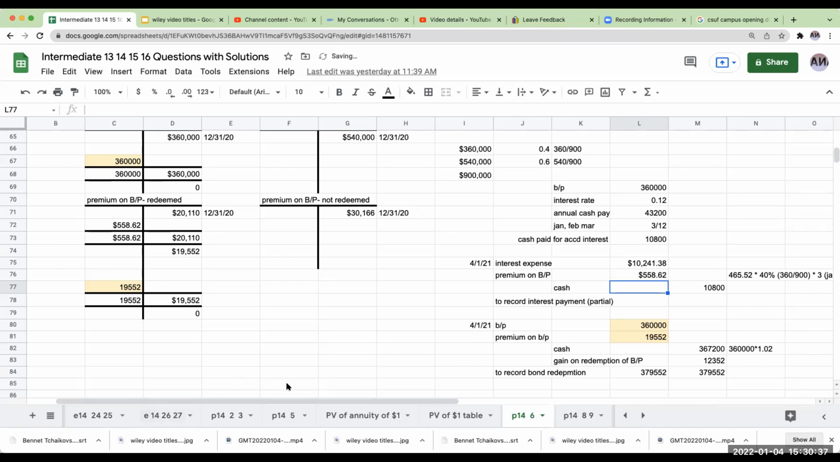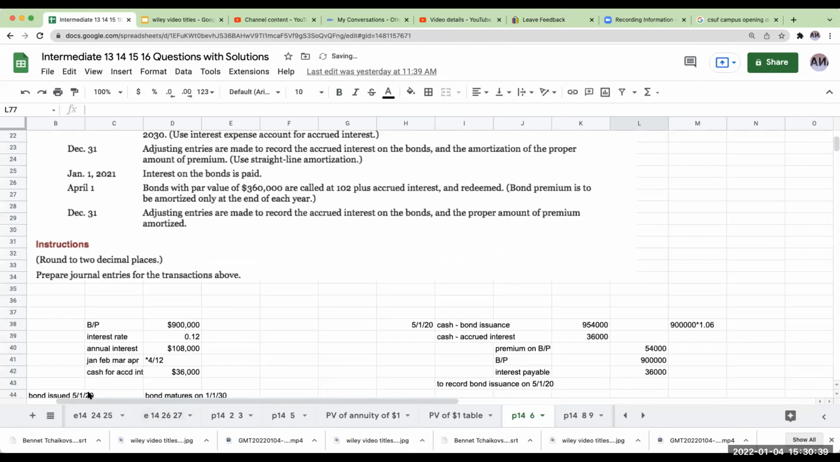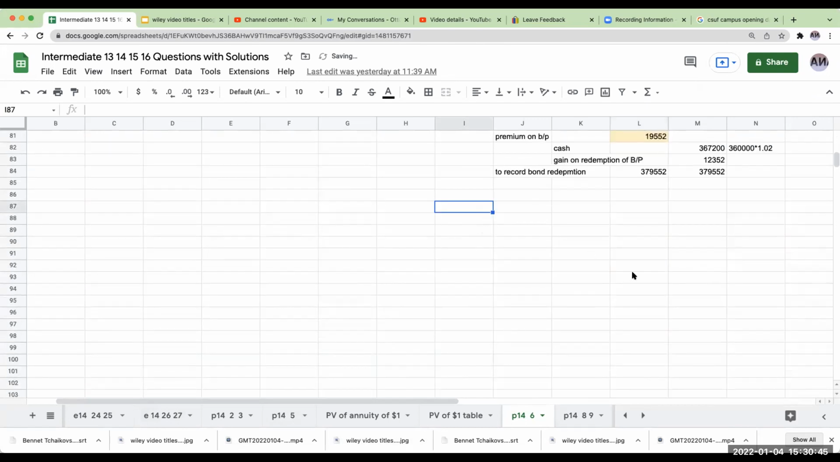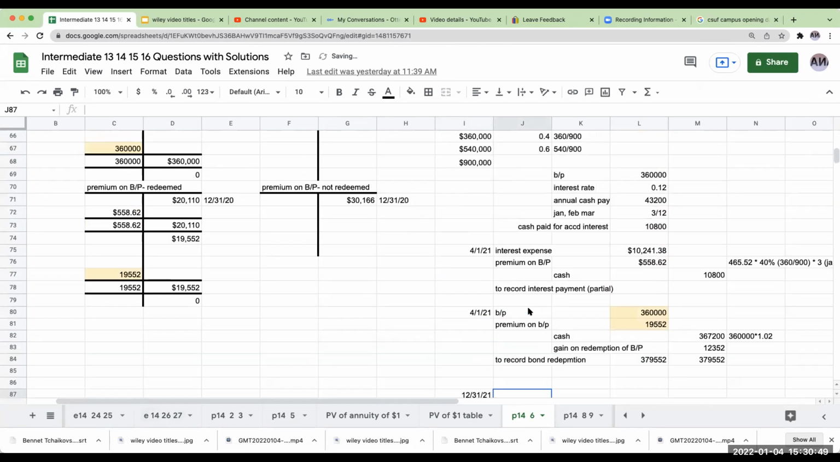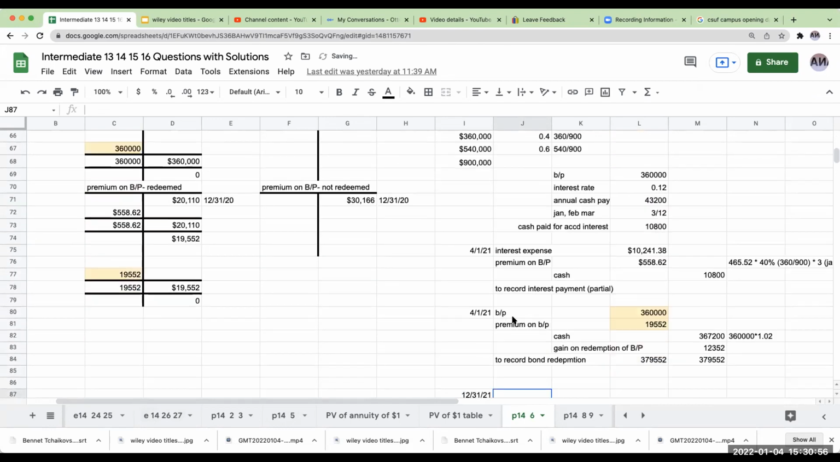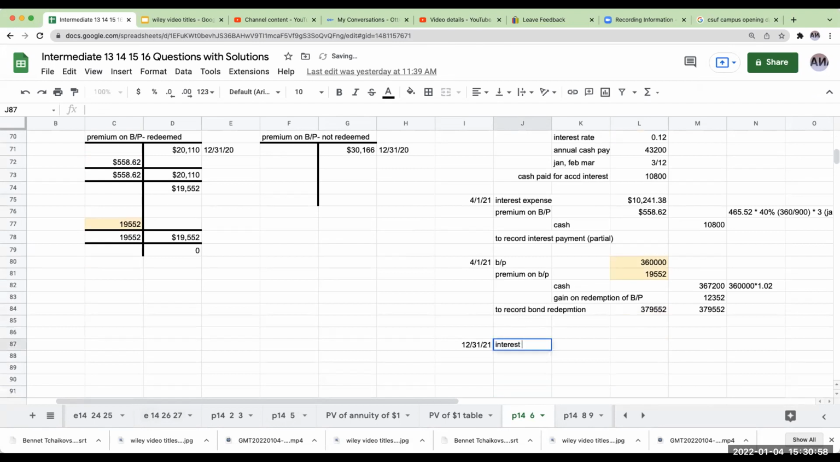Okay. Now, for this last one over here, it is on adjusting entries to record the accrued interest and the proper amount of the premium amortized. So on 12/31/21, we're now going to accrue for the amount of the unredeemed bond. So I'm going to have interest expense, and I'm going to have interest payable.